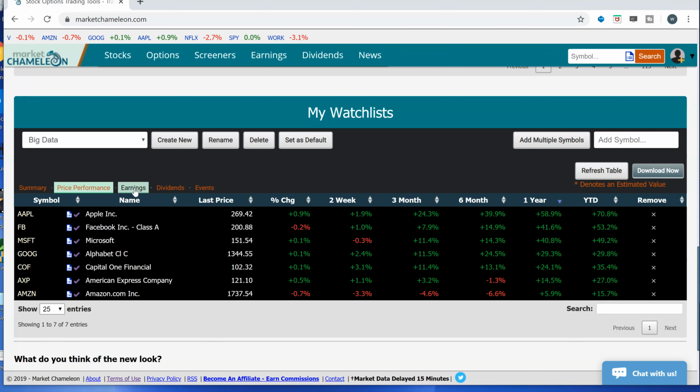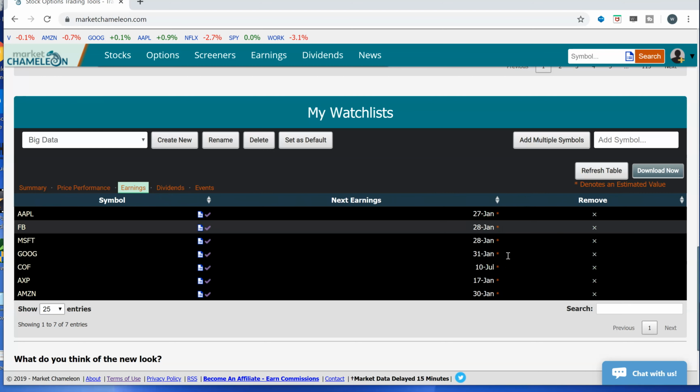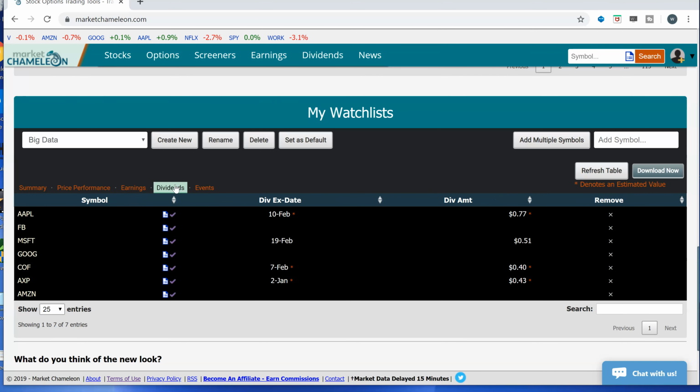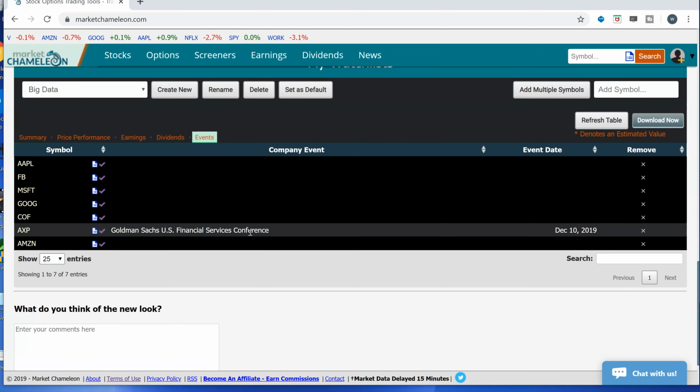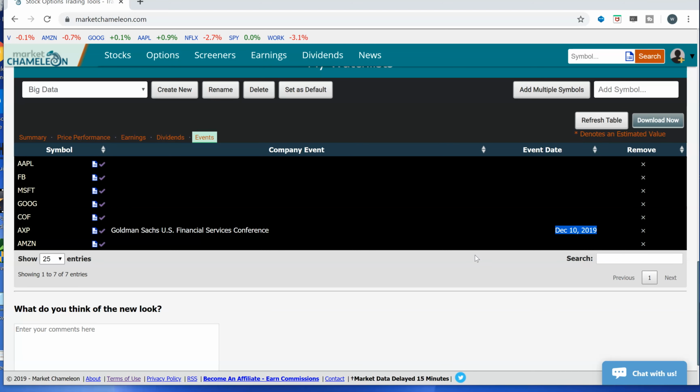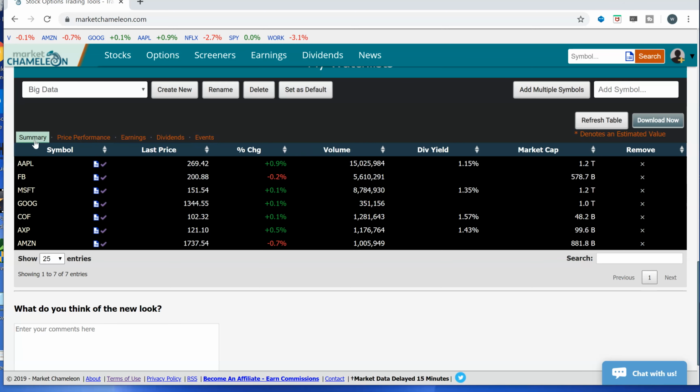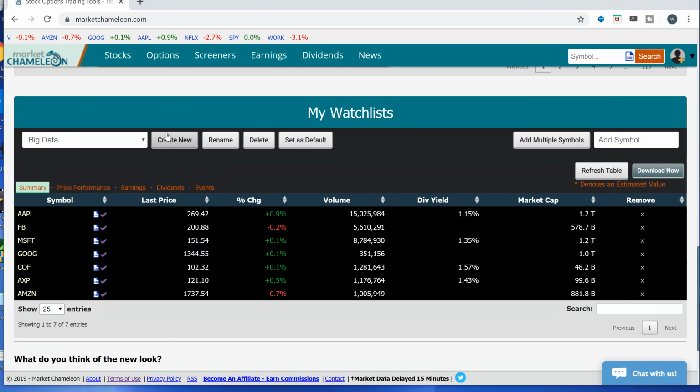If you want to just look up earnings, upcoming events, you just switch up to here and see, well, when are earnings coming up, when are dividends coming up, or any type of events. So over here, we see that American Express, they're going to have a conference on December 10th. So it kind of just lets me know what are events that might be coming up that I should be looking at that might impact the price of the stock, or if there's a dividend, when is that dividend coming up? And it's a really quick way of just looking through stocks in my watch list.